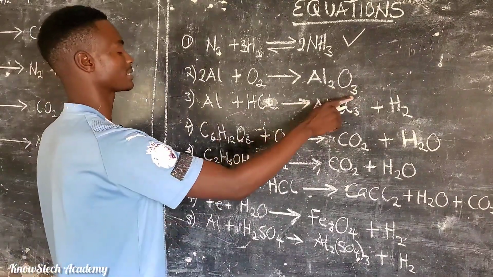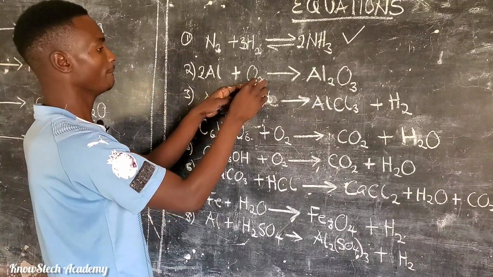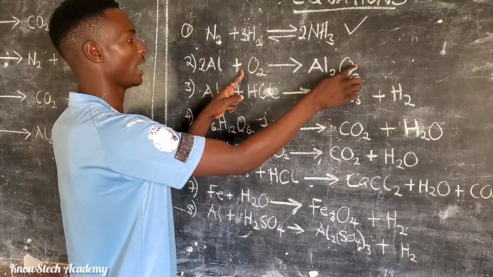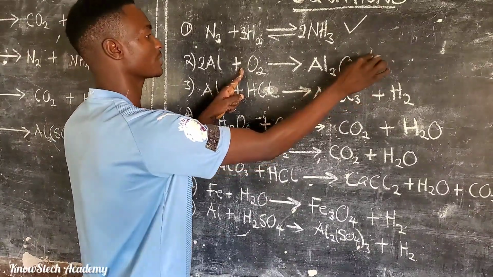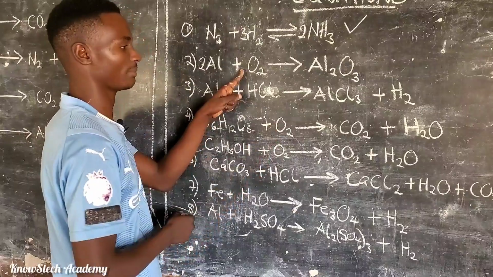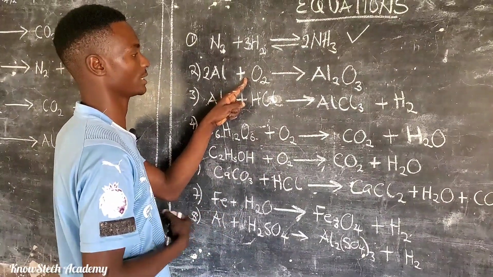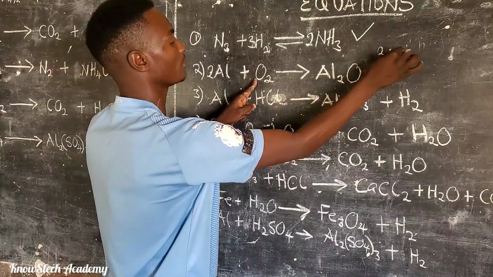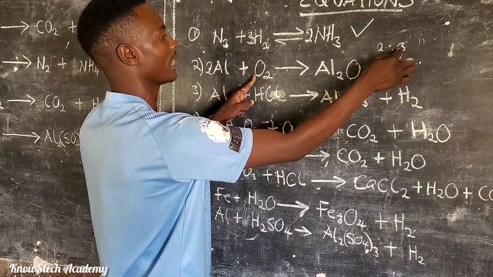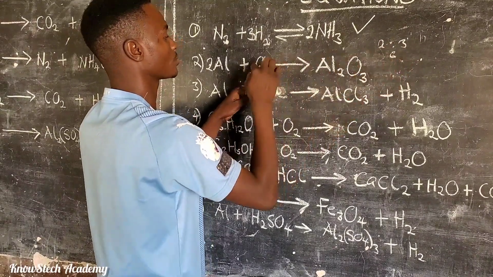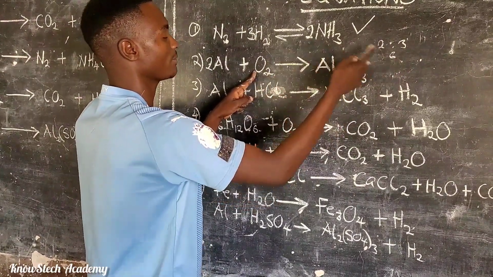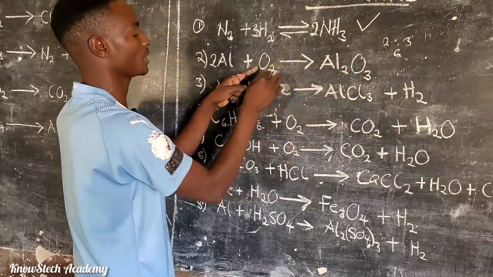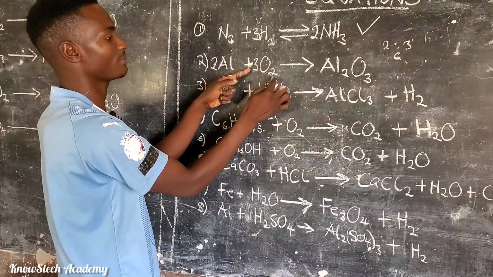So, to balance this, if we put a 2 here, it will be 4. And there is no way 3 can be 4 without using a decimal number. And we don't use decimal numbers in chemistry when balancing chemical equations. So the nearest even number between 2 and 3 is 6. Because 2 can't be changed to 5, can't be changed to 4, but both can be changed to 6. So here we can write 3, and this one becomes 6.